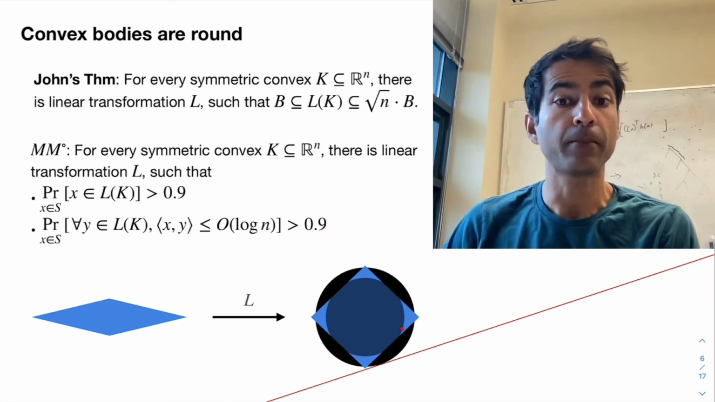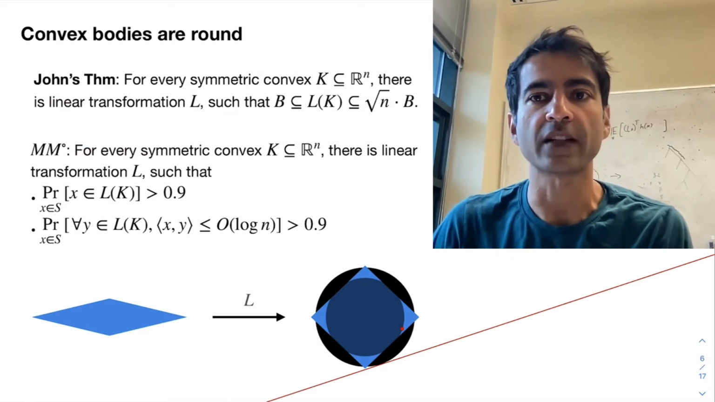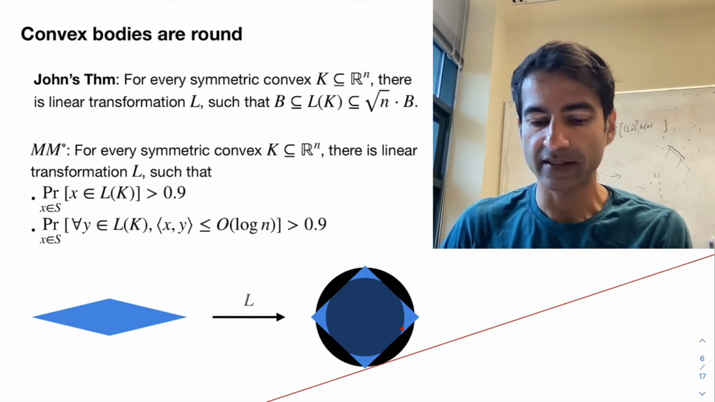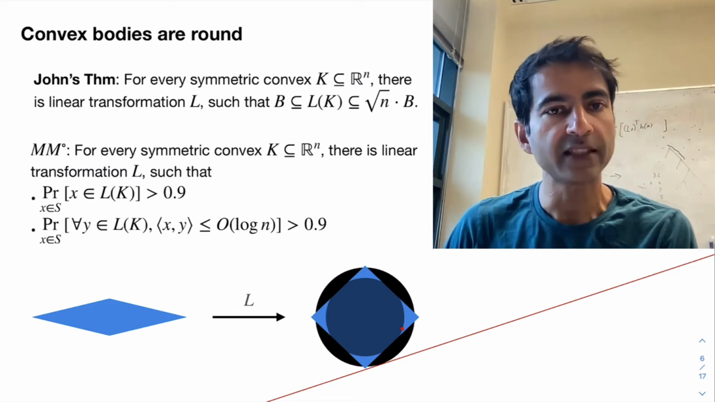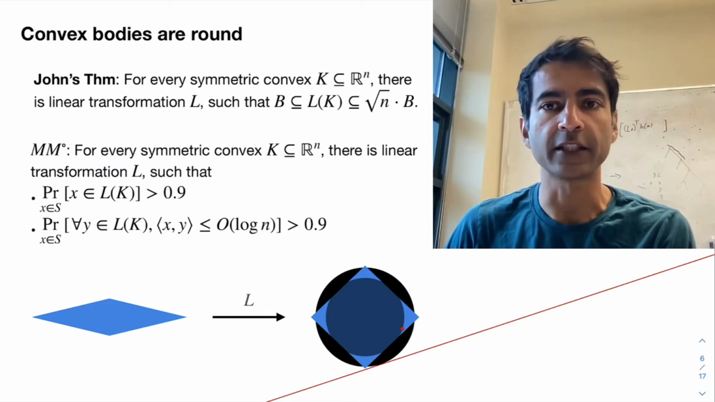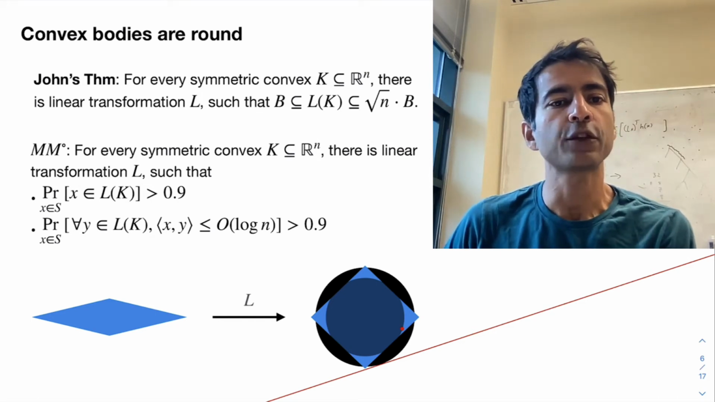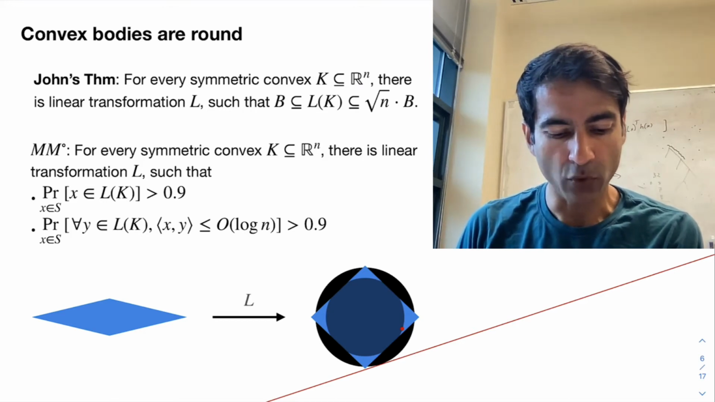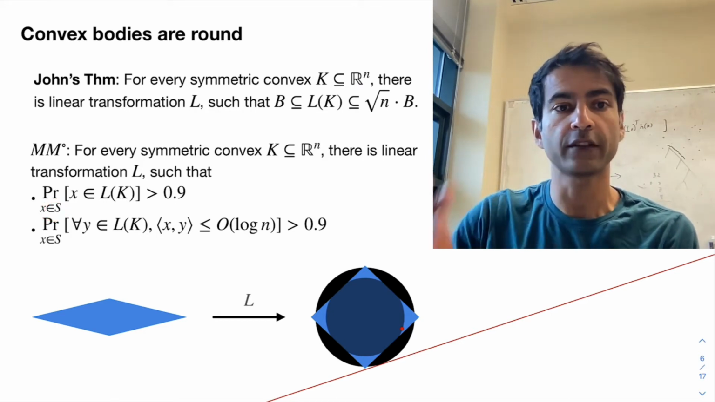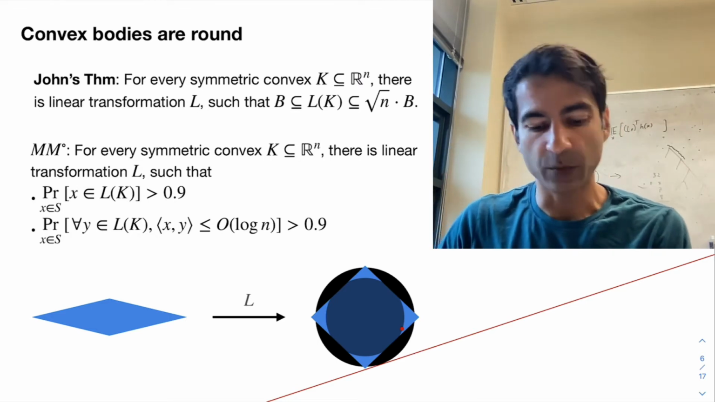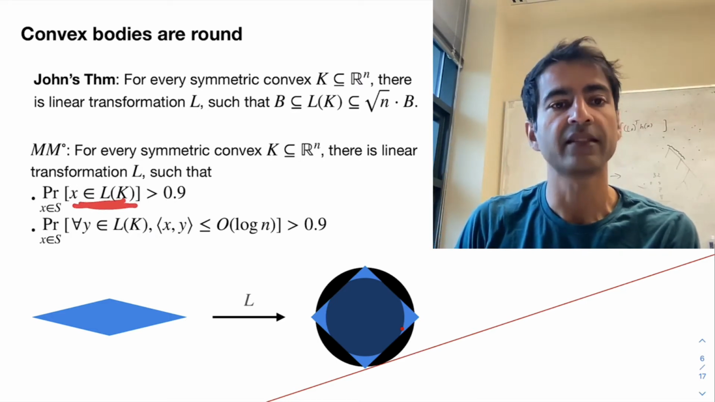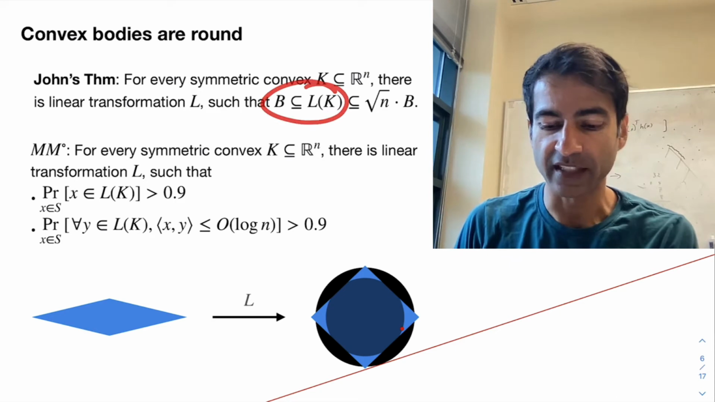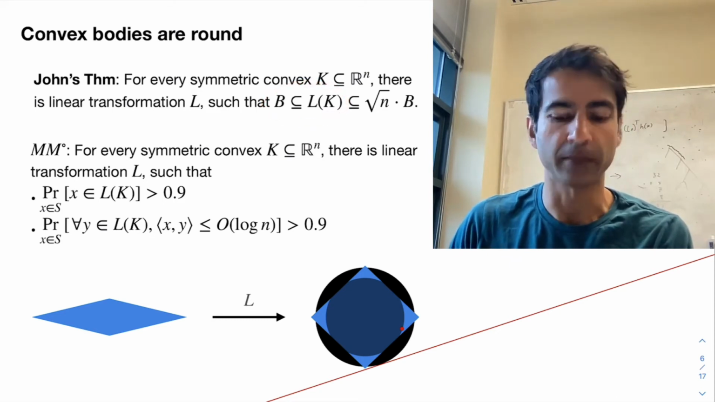Now the M-polar estimate gives a different way to quantify the degree to which convexity implies roundness. What it says is that if you're given any symmetric convex body, then again there's a linear transformation such that after you apply the linear transformation, if you pick a random point x from the unit sphere, the surface of the unit ball, then with high probability that point will lie inside the convex body. This corresponds to saying that the unit ball is contained inside the convex body. But now we have an error.